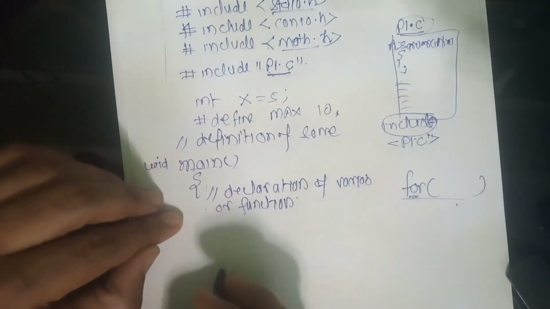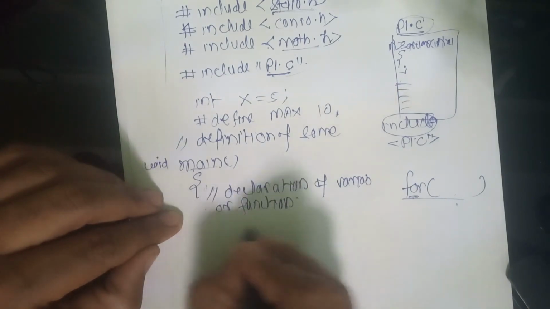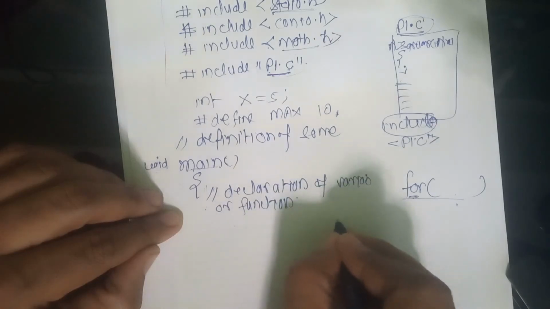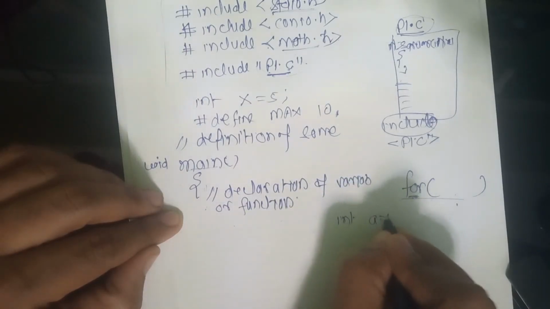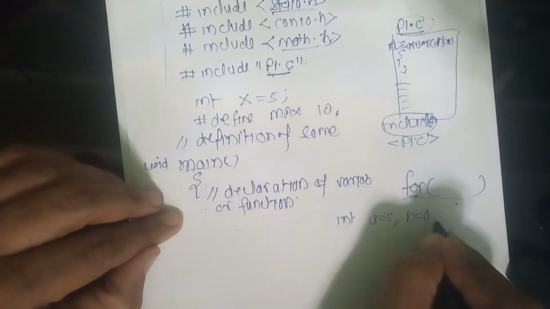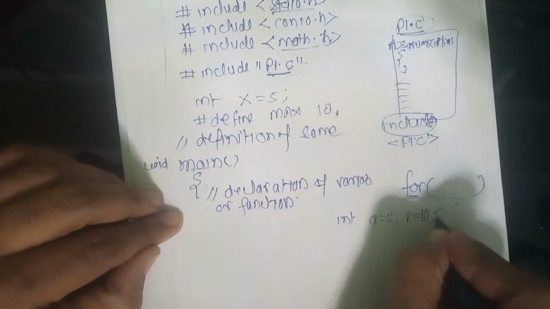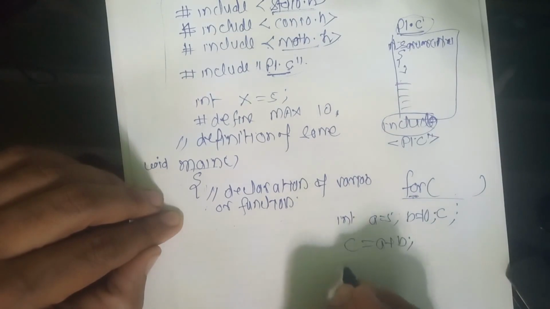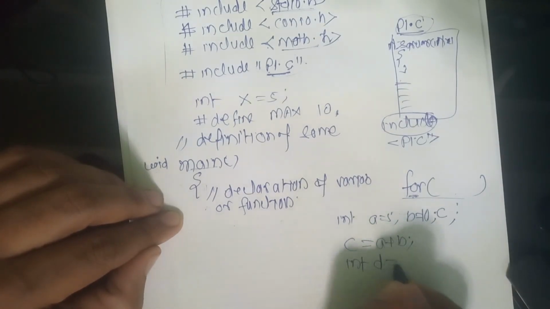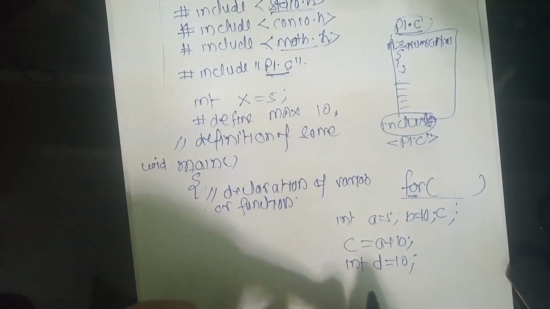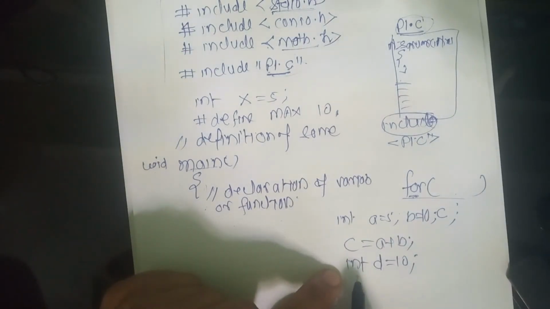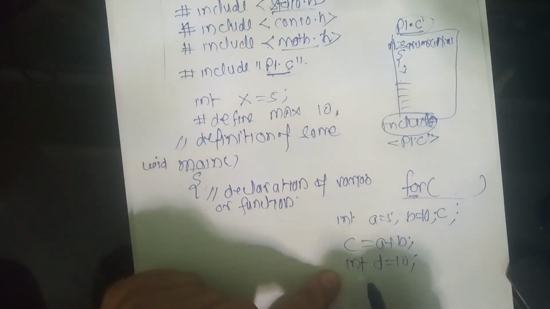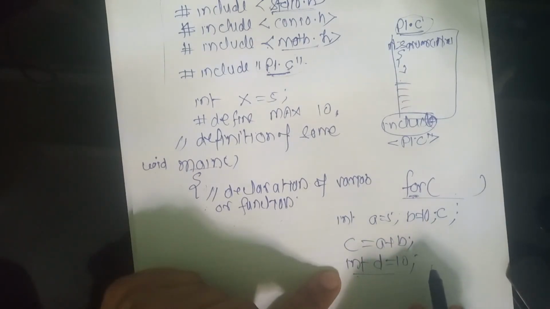The statements like, suppose we have written here int a = 5, b = 10, and c, then c = a + b. After that we cannot declare int d = 10. This is possible in C++, but it is not possible in C. So this is an error. If you are using the Turbo C compiler, then this will not produce an error.